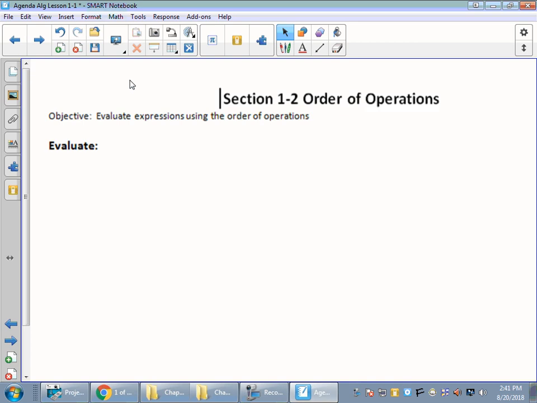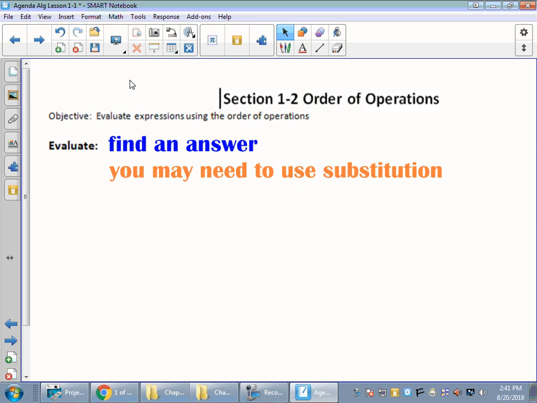Evaluate. You're going to see a lot of problems that just ask you to evaluate, and what that basically means is to find an answer. We need to find an answer to an expression. It might be expressions that we dealt with in 1-1. Could be an equation, but it's going to ask you to find an answer. And oftentimes you're going to have to use substitution to do so. What that means is you could have an expression that says x squared minus 5, where x equals 6. And so you'd have to substitute that 6 in for x to evaluate the expression. So you may need to use substitution a lot of times to do that.